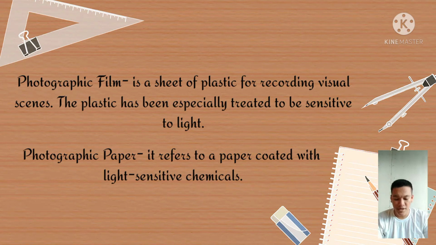Photographic paper has the same emulsion as photographic film. The only difference is that photographic film uses a sheet of plastic, while photographic paper refers to a paper coated with light-sensitive chemicals and exposed to light in a controlled manner, either by placing a negative in contact with the paper directly to produce a contact print, or by using an enlarger in order to create a latent image. So those are the definitions of photographic films and papers.